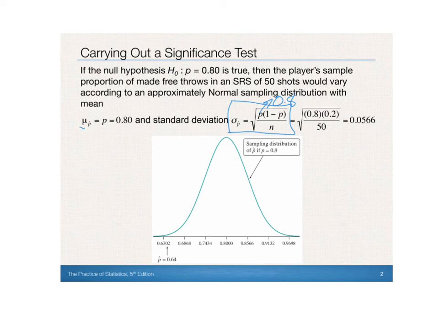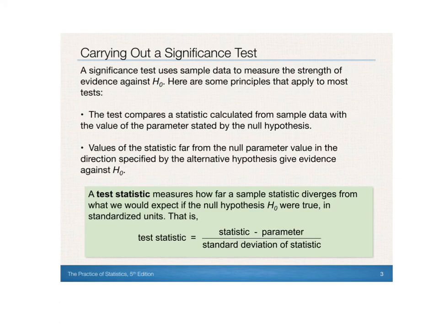And then the mean, we assume, is what he told us. So we would say our mean or our true proportion is 0.8, and our standard deviation in this case would be 0.0566.